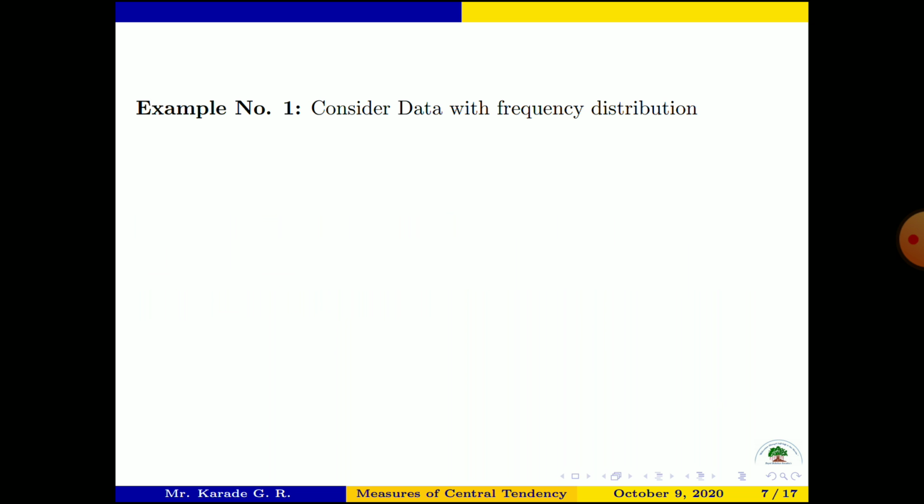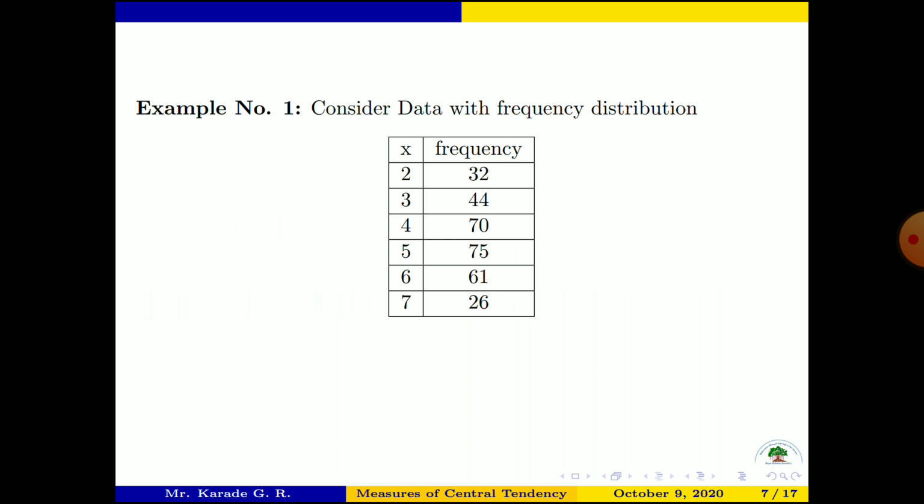Example number 1, consider data with frequency distribution. The values of x are given: 2, 3, 4, 5, 6, 7, and corresponding frequencies are given. So the frequency of 2 is 32. The meaning is that 2 occurs 32 times in the given data. 3 occurs 44 times, 4 occurs 70 times, 5 occurs 75 times, 6 occurs 61 times, and 7 occurs 26 times.